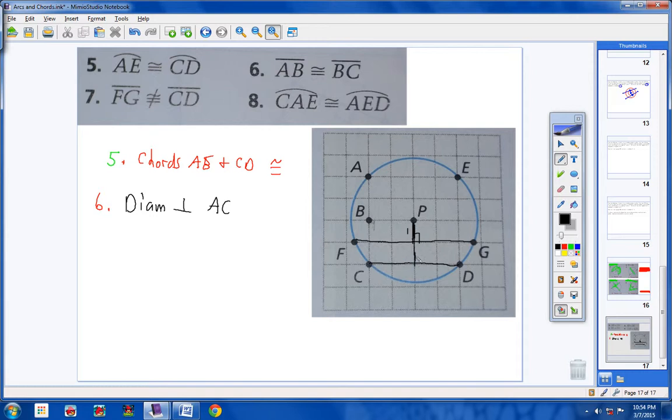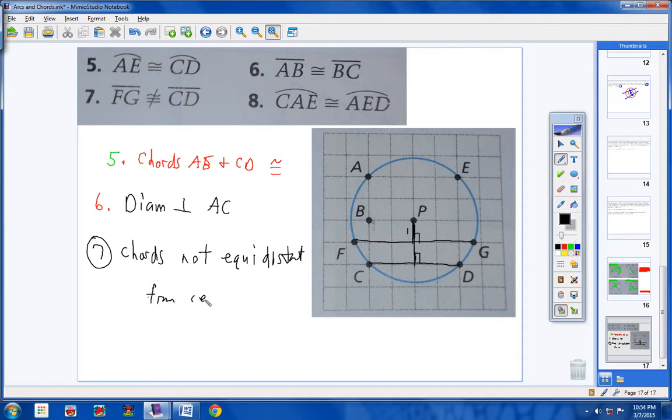So, chords not equidistant from center. There we go, just like that. Okay. And sorry guys, messing up again. Okay, the chords are not equidistant from the center, thus they're not congruent.